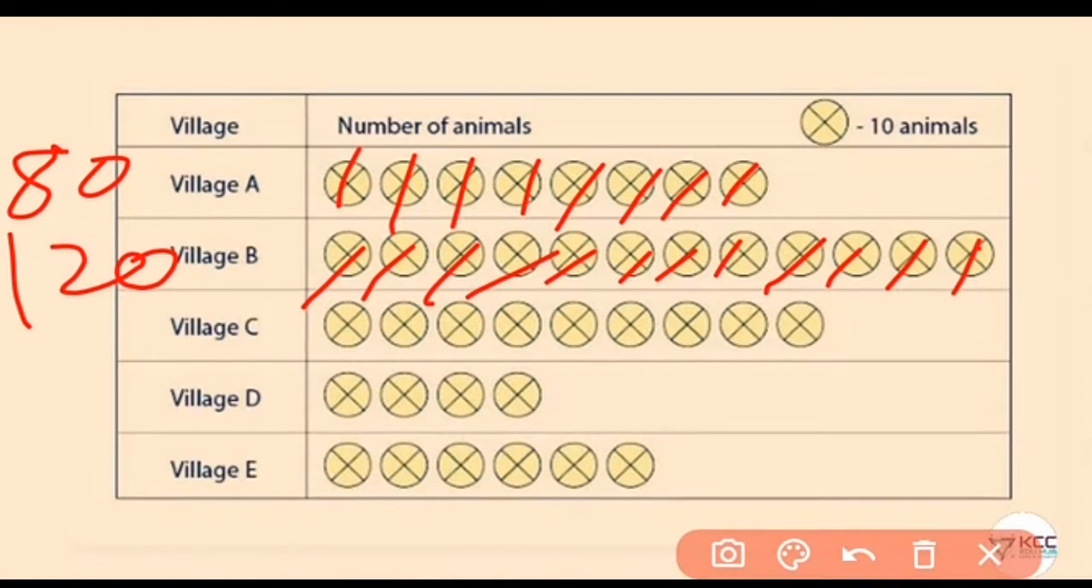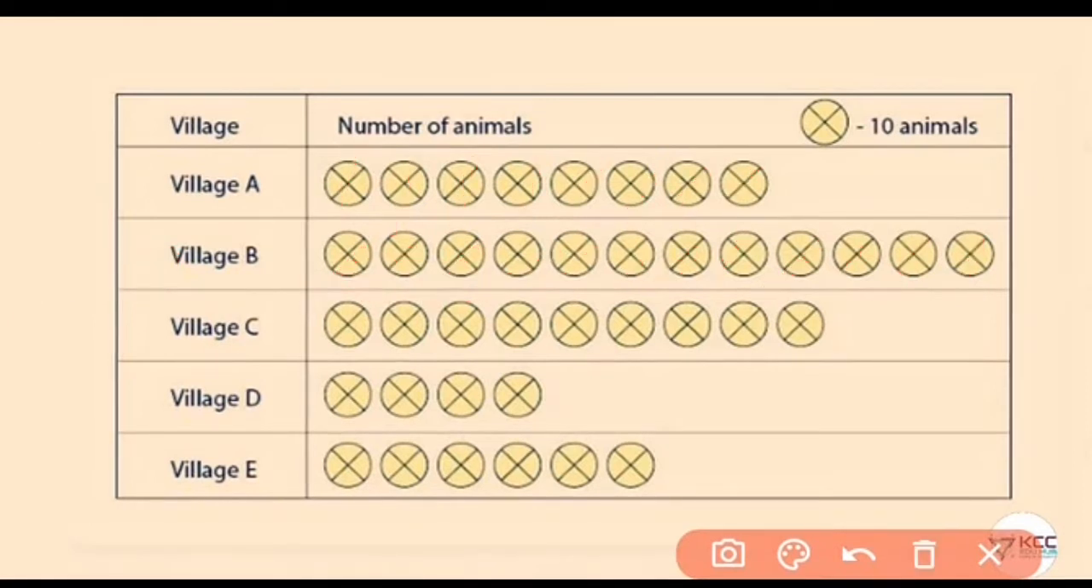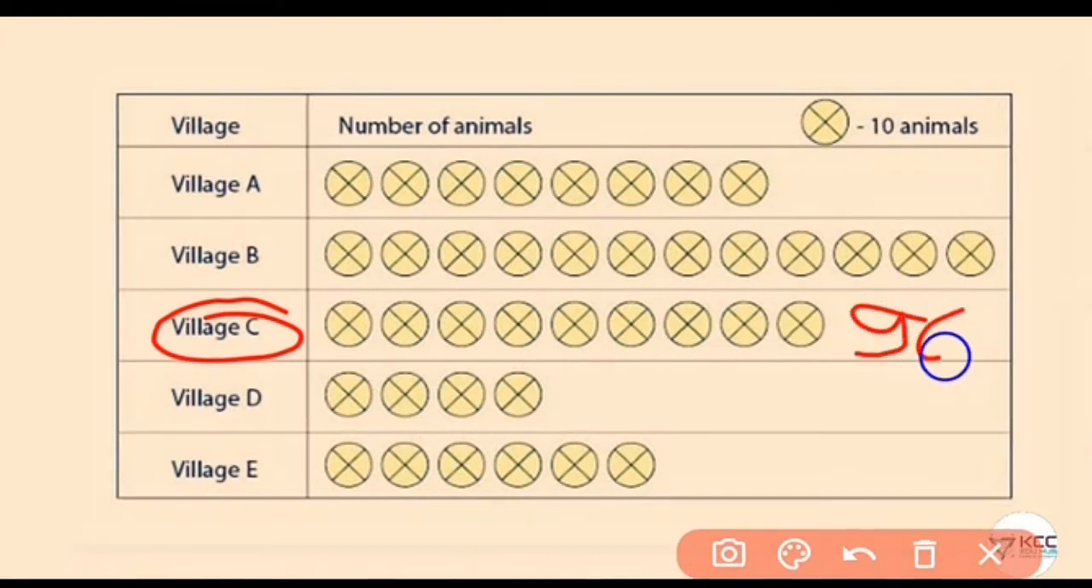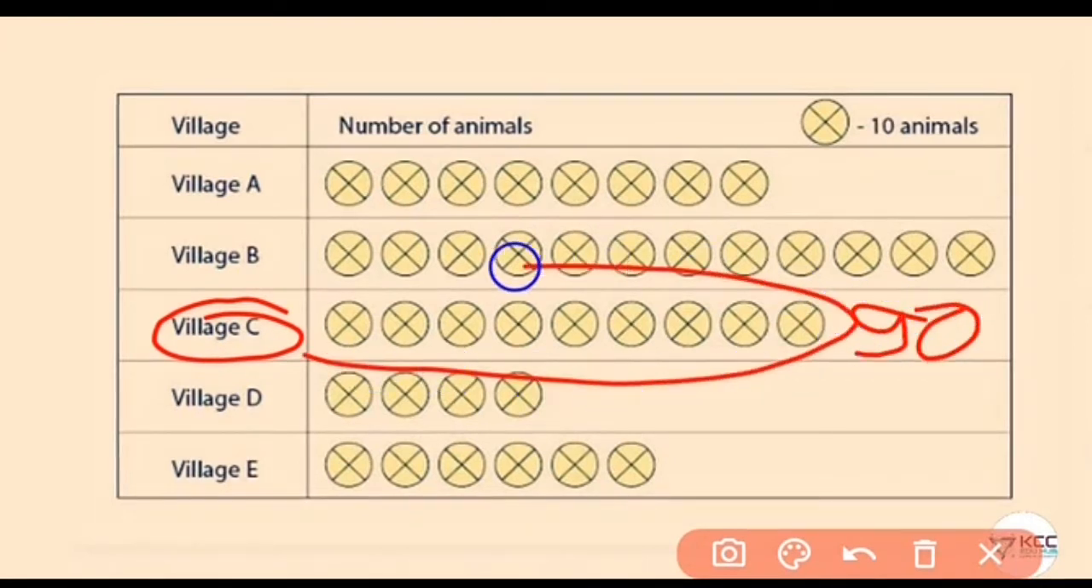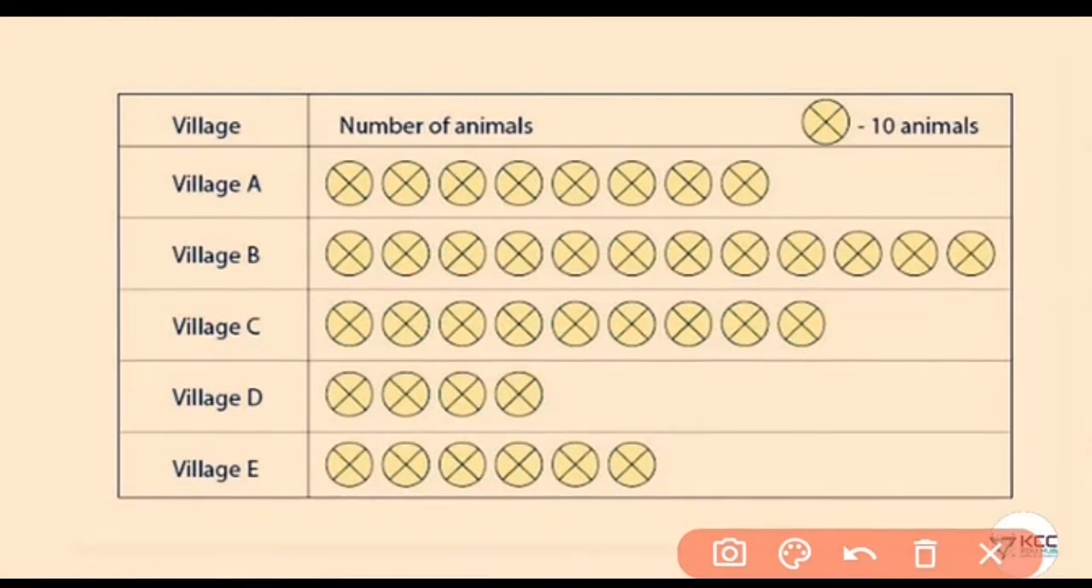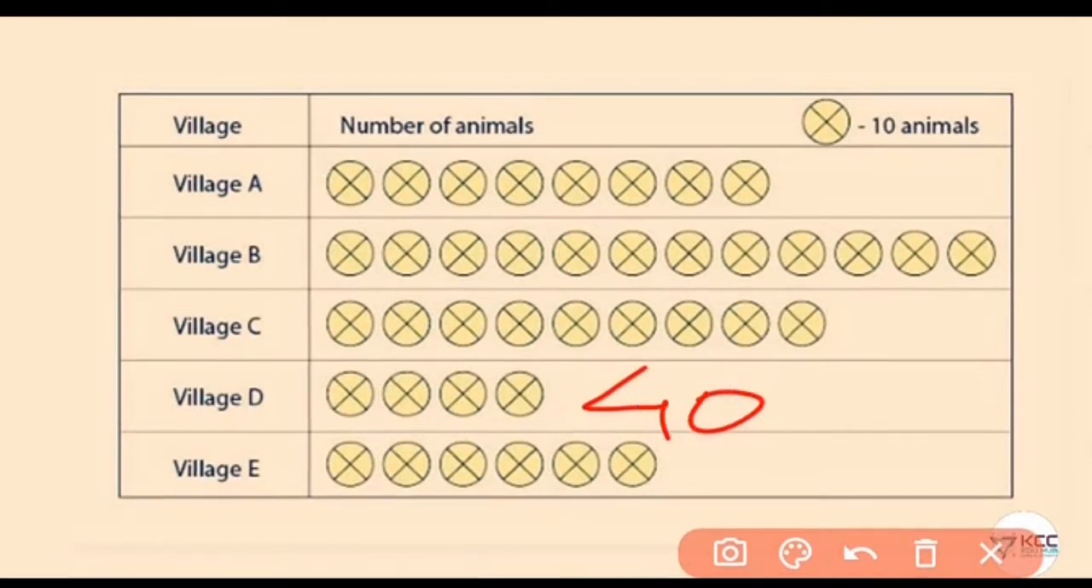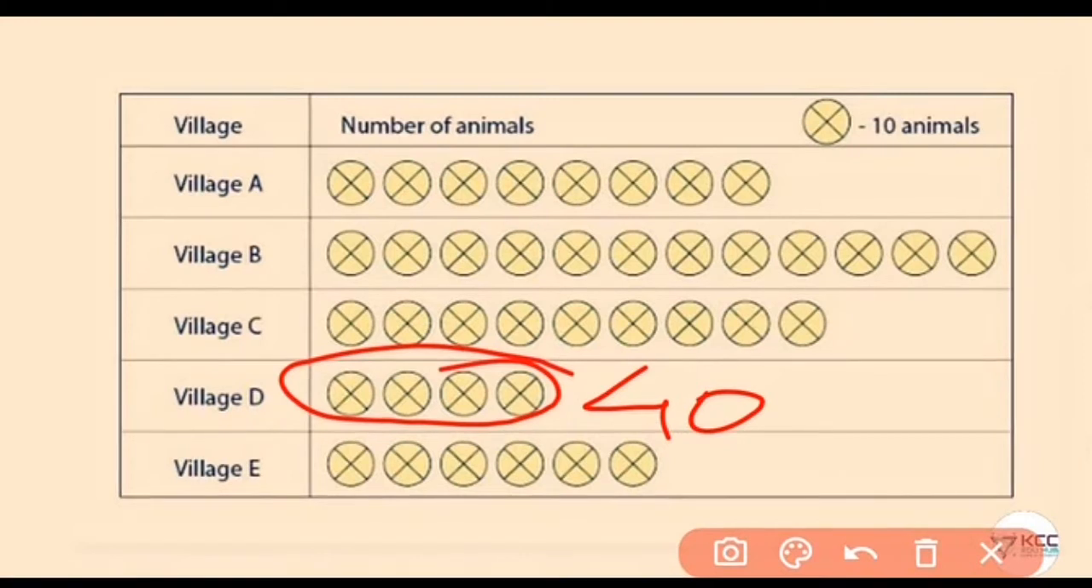In village C there are 90 animals. So we draw here 9 symbols. In village D there are 40 animals. 40 animals means 4 symbols, because one symbol equals to 10 animals. So 4 symbols for the 40.